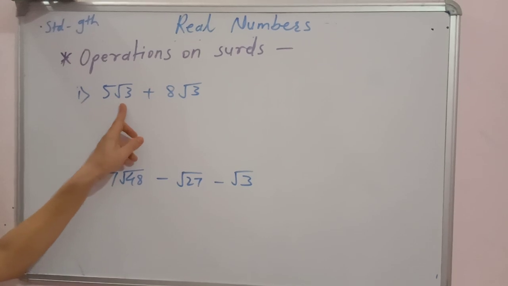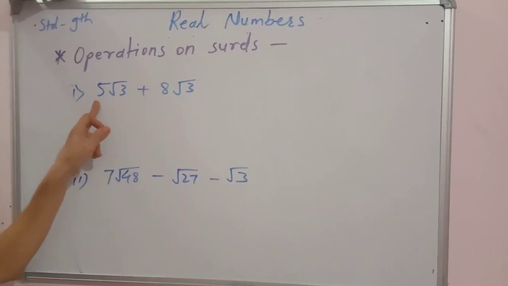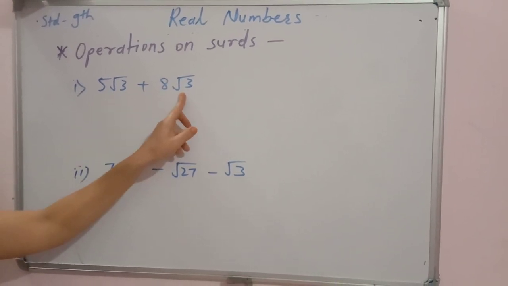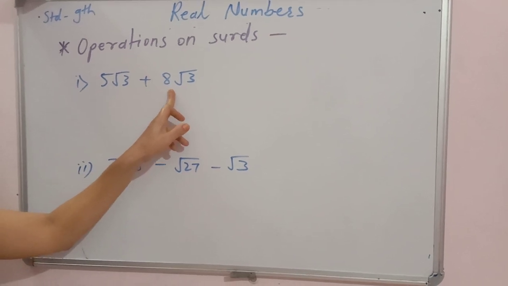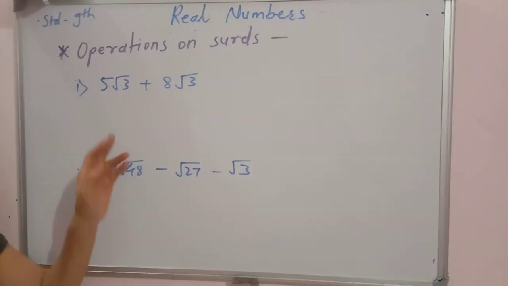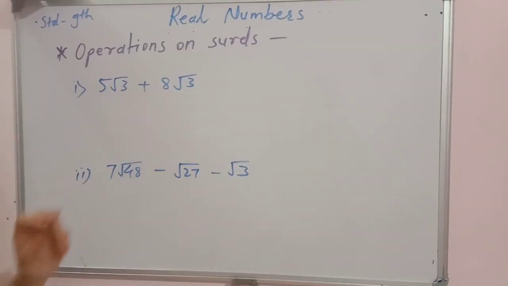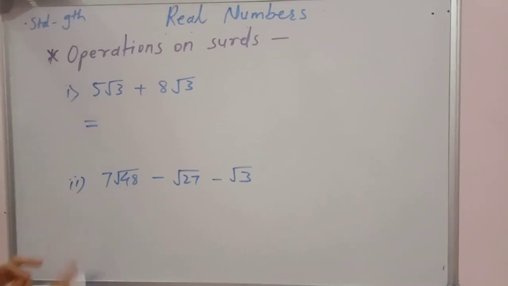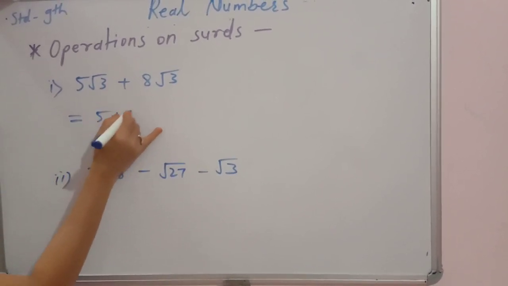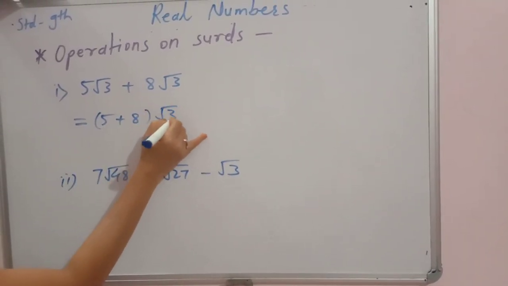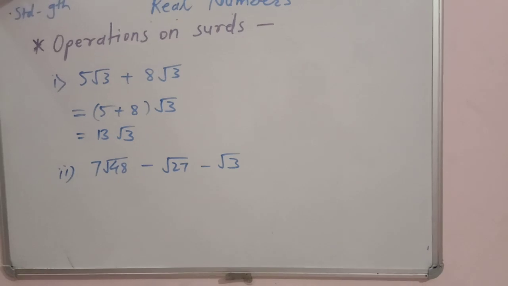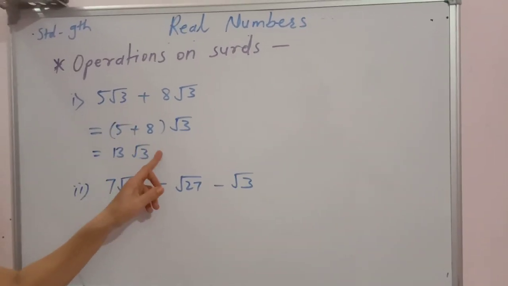Now here the surd is 5 root 3, where the rational factor is 5 and the irrational number is root 3. Here the irrational number is root 3 and the rational factor is 8. So these are like surds because their radicands are the same as well as their order is the same. So we can do addition on these surds. While adding, add their rational factors, that is 5 plus 8, and root 3 is common. So the answer is 13 root 3. In this way you can do the addition.